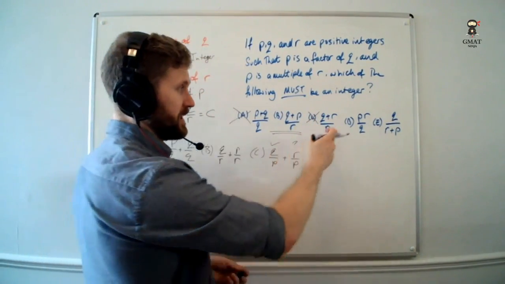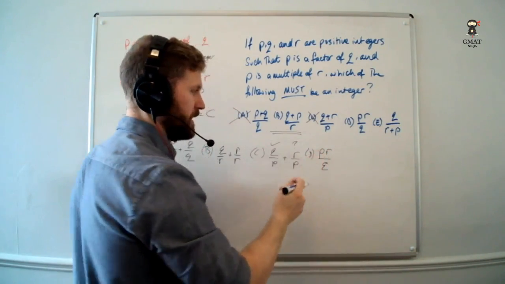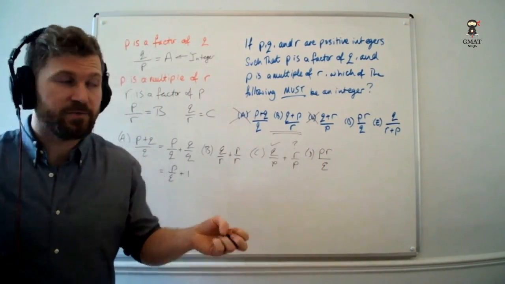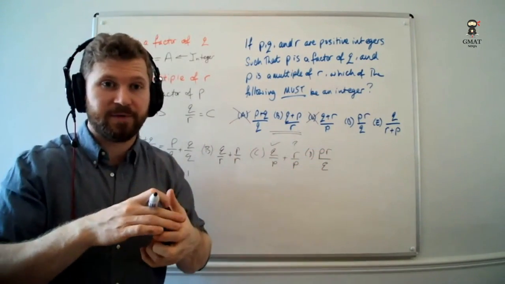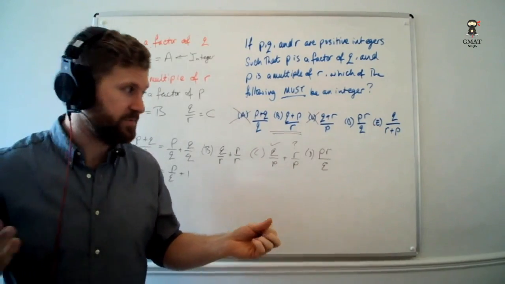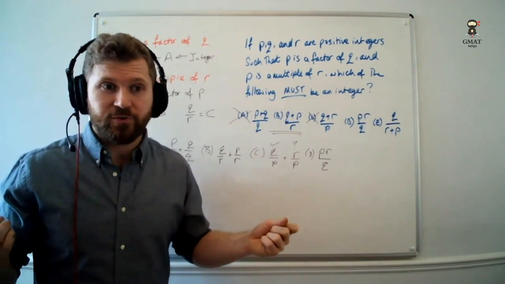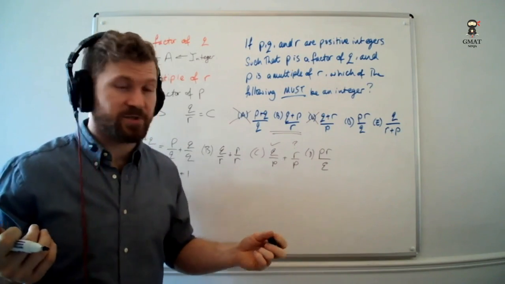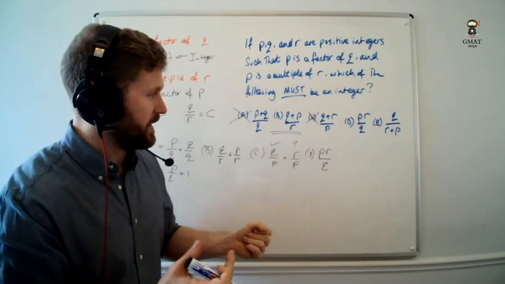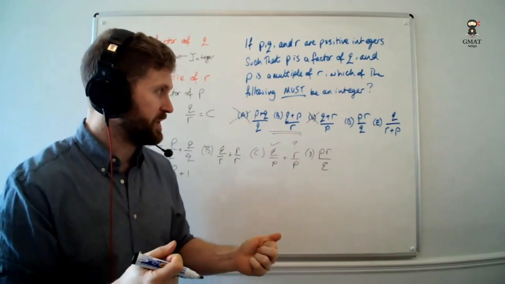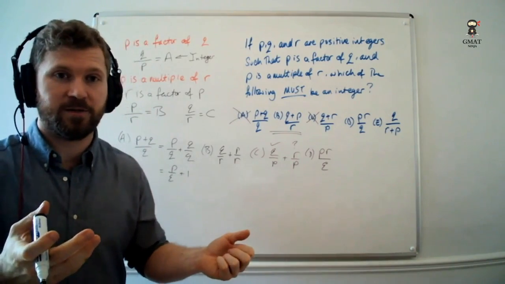Now D, slightly different. I've got PR over Q here. Now, it could be the case where, even though P and R are factors of Q, if we multiply them together, we get something that is divisible by Q. But I can't be sure. There's many, many situations where that is not the case. Again, think of an example. If R was 2, P was 10, and Q was 100. Okay, 20 divided by 100 is not going to be a whole number.